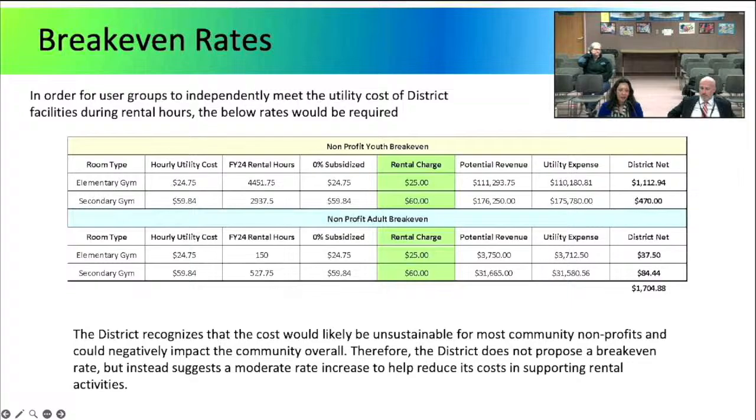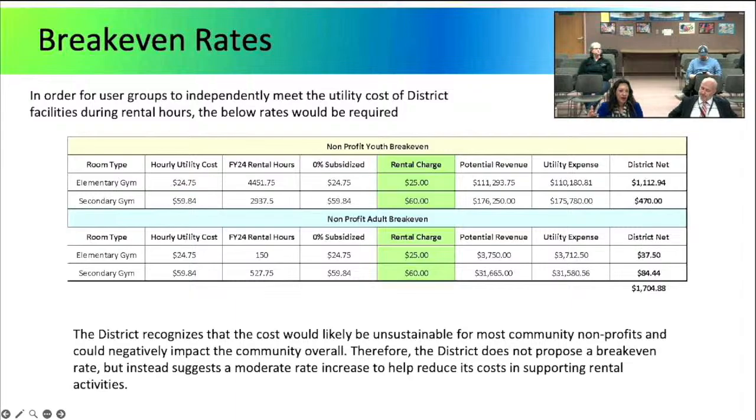Yes, there are some parameters around the nonprofit group versus the commercial. They do have to have some sort of insurance liability. We do require, I wouldn't say a lot, but there are parameters around who can use the facility.